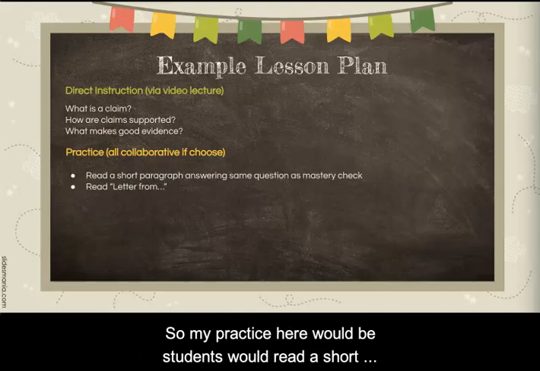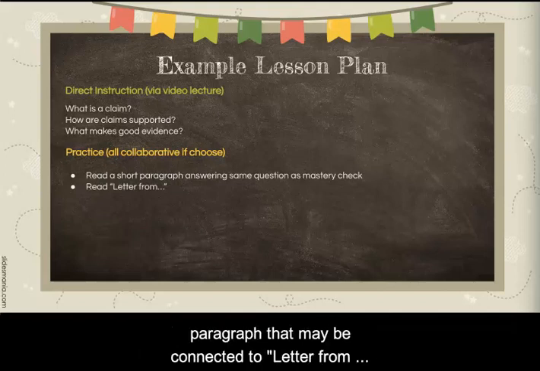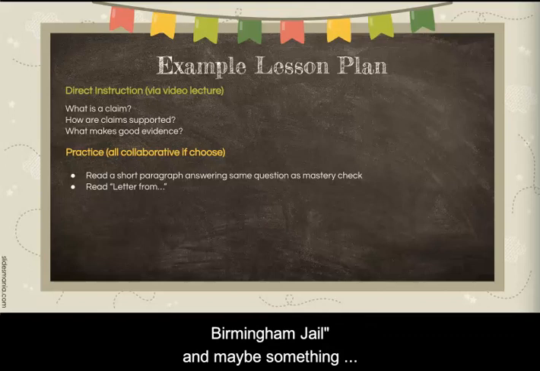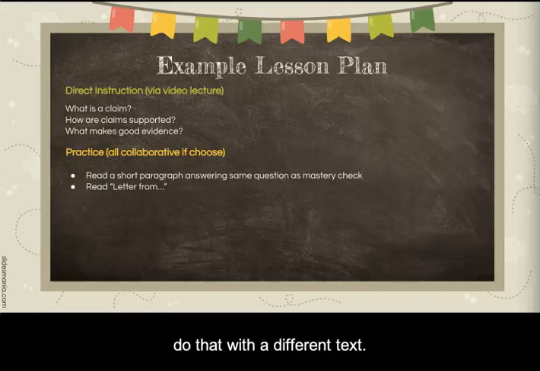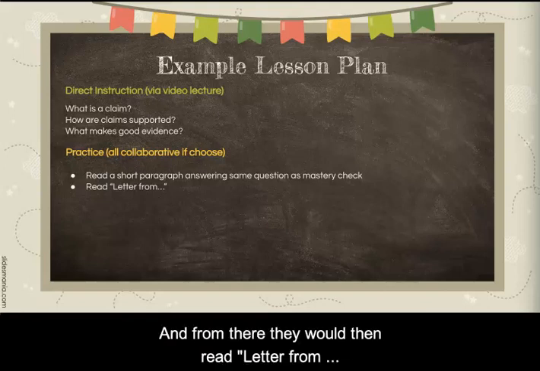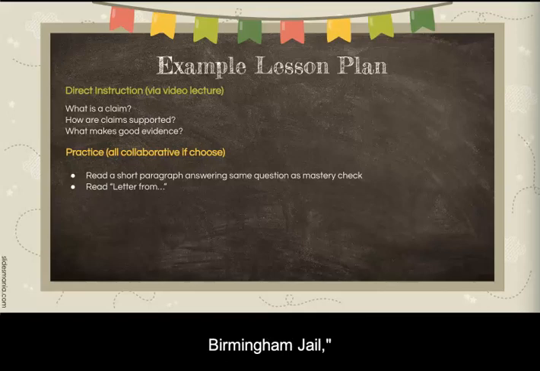So my practice here would be students would read a short paragraph that may be connected to Letter from Birmingham Jail. It may be something completely random. Mostly it's all about practicing the skill and content. So answering the same question that I would ask in a mastery check, they would just do that with a different text. And from there, they would then read Letter from Birmingham Jail, annotate it, and do all that.